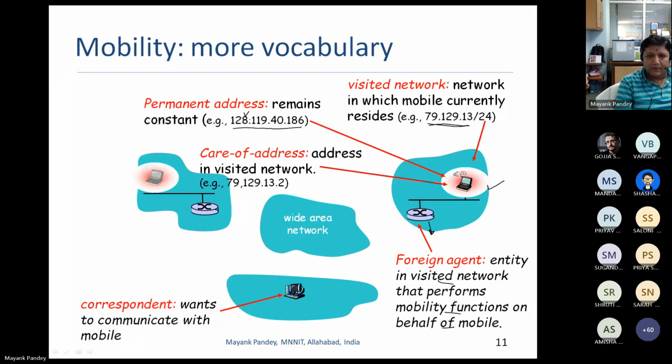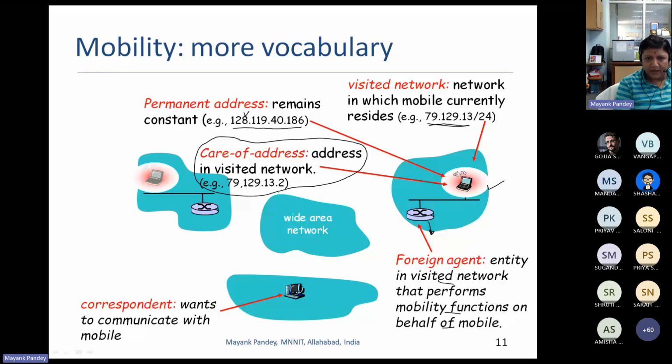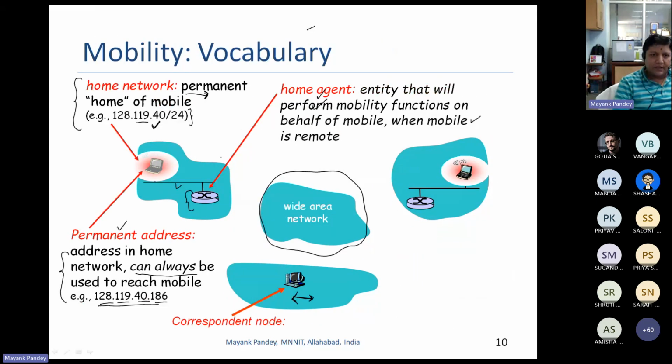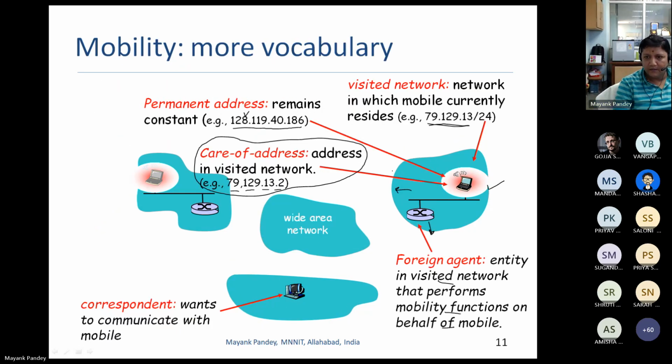But currently, the mobile node gets a care of address of the visited network. So temporarily, it got the hotel room address, that is 79.129.13.2. So this was regarding the home network. Now this was regarding the foreign network and the care of address.